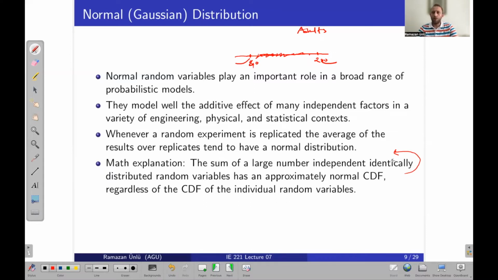From a math point of view, the sum of a large number of independent identically distributed random variables has an approximate normal CDF, regardless of the CDF of the individual random variables. No matter the CDF of the random variables, if you repeat that experiment and average the results, they will tend to have a normal distribution.